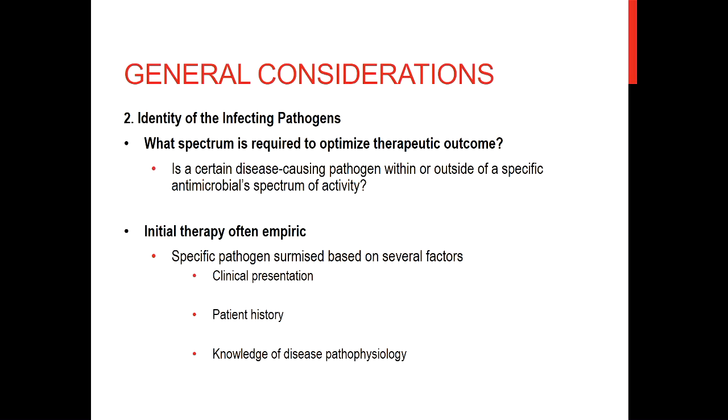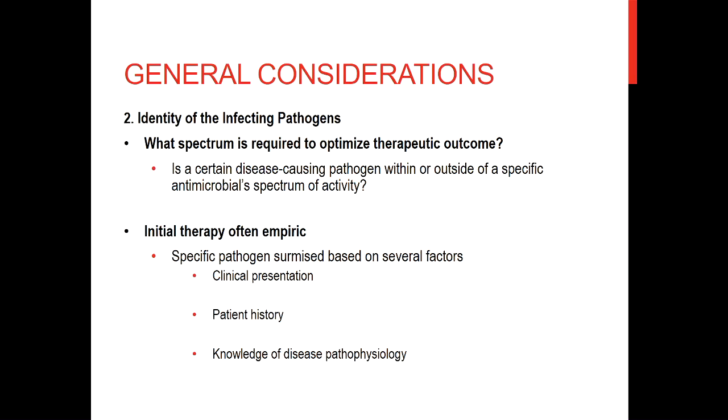Next, if the answer to that first question is yes, I move on. What is the identity of the infecting pathogen? Okay? So I need to understand what spectrum I need to optimize therapeutic outcome. Do I have the right or the wrong spectrum? Is it within the spectrum or is it outside? Like I said earlier, my initial therapy is often going to be empiric. Even if I submit samples, there's a delay in getting the results of those samples back. I can't wait 6 days with an animal that needs an antimicrobial to start something. I have to start it today.